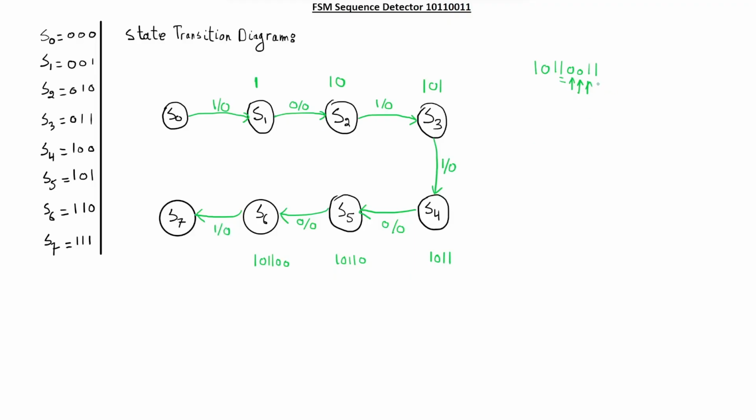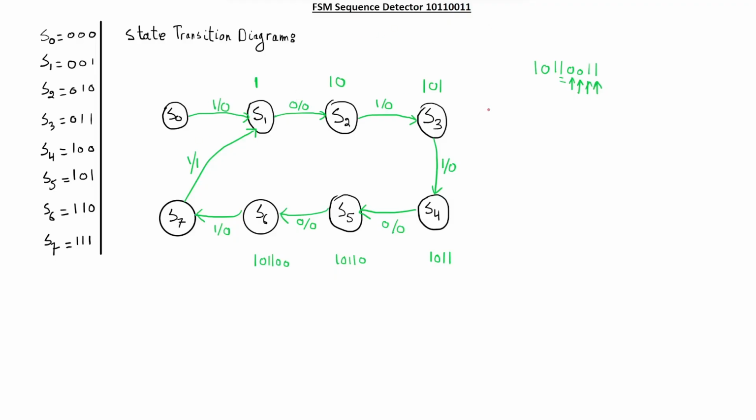At S7, if we enter 1, where do we go? We don't go to S0, we go to S1 because here we have 1. When we enter 1, we go from S0 to S1. Also at S7, when we enter 1, we go back to S1 and then we can continue the sequence. So at S7, if we enter 1, the output will be 1 because we completed the correct sequence, and then we'll go to S1.